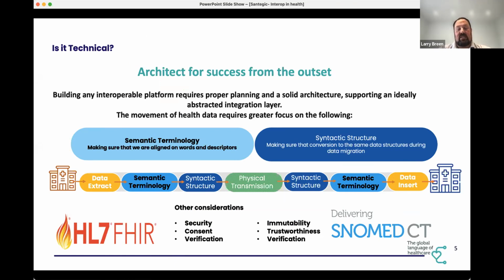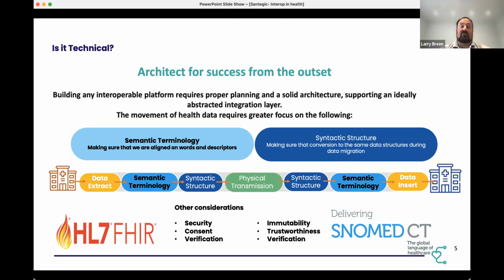And what you need to be doing is architecting for success from the outset. In any digital product that you're building, you want to make sure you've got solid architecture that's supporting that sort of integration, an abstracted integration layer, regardless of the whole interoperability piece. You just want to make sure that's there as part of your foundation. And if you're not doing that from the get-go, I'd suggest you go back and have a rethink. It doesn't mean it needs to be the first part of your product roadmap, but it very much needs to be an underpinning in terms of thought process from the outset.